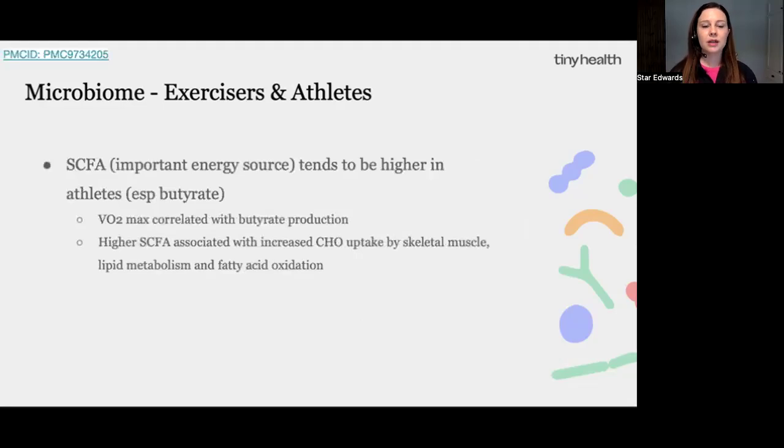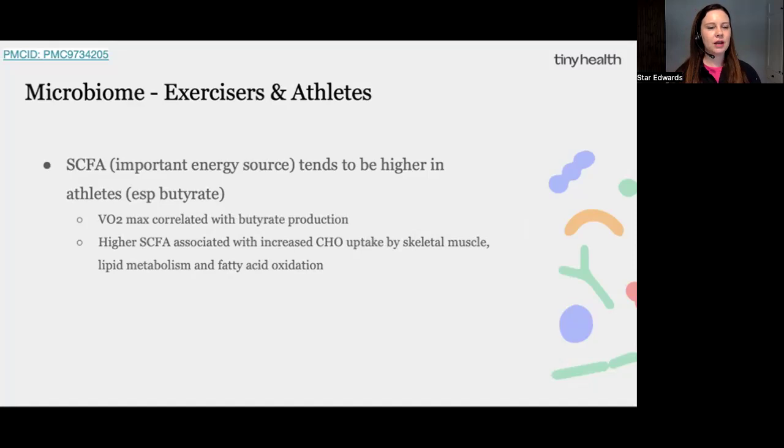Now, they're not only an important energy source for our colonocytes, so they feed and fuel the cells in our colon so that we have a nice, healthy intestinal barrier, but it turns out they're also an important energy source for us. And they tend to be higher in athletes. So they're an important energy source for athletes. Athletes tend to have more of them, especially one of our favorite short chain fatty acids called butyrate. And they can help improve VO2 max.